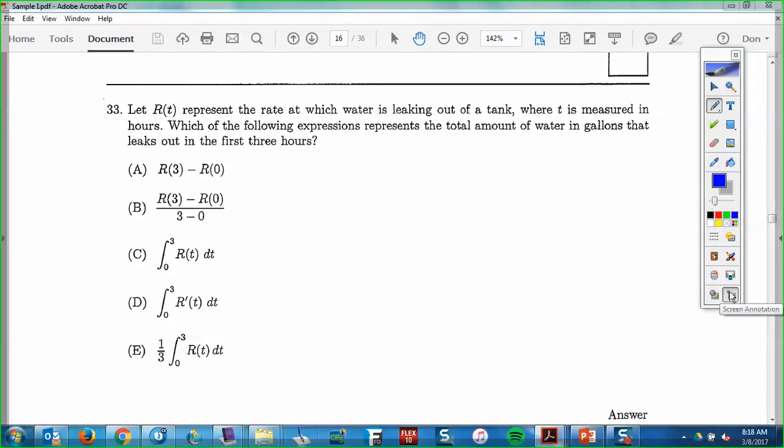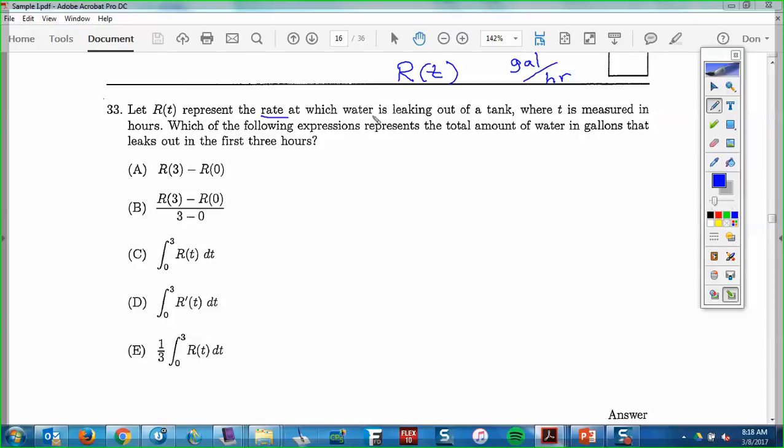There's some stuff we've been talking about. Let R represent the rate at which water is leaking out of a tank, where T is measured in hours. Which of the following expressions represents the total amount of water in gallons that leaks out in the first 3 hours? R is water. So what are the units of big R? Gallons per hour. Those are the units on big R.